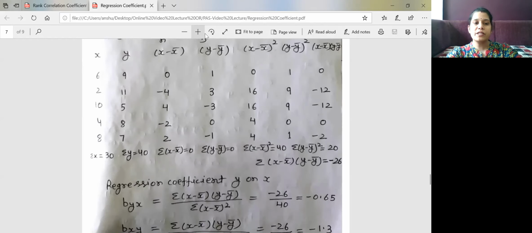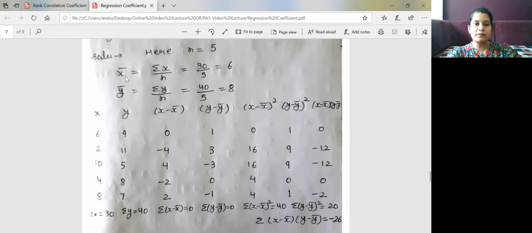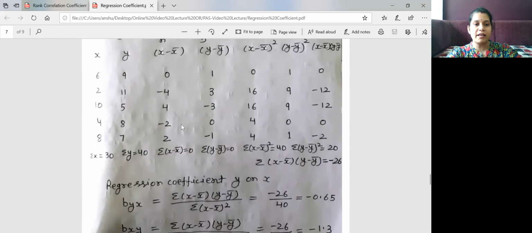So next we find summation x is equal to 30. We have already seen this because we found the x bar and y bar. Summation y is equal to 40, summation x minus x bar is 0, summation y minus y bar is 0, summation x minus x bar whole square is 40, summation y minus y bar whole square is 20, and summation x minus x bar into y minus y bar is equal to minus 26. See here, minus 12, minus 12, minus 2, that means minus 26.